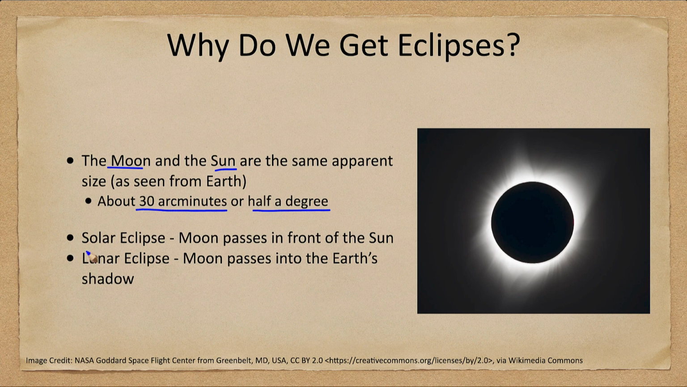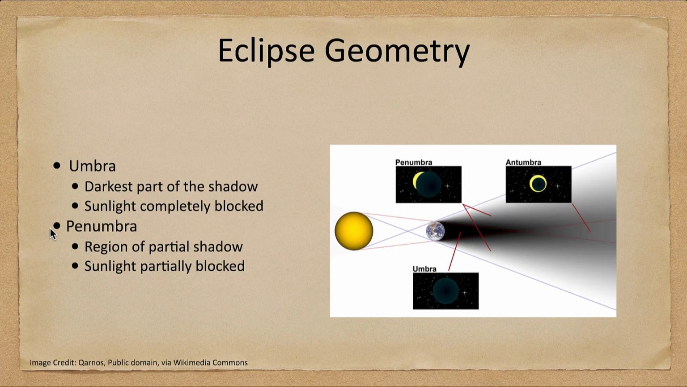Now we can have two different types of eclipses, a solar eclipse and a lunar eclipse. A solar eclipse occurs when the moon passes in front of our sun. A lunar eclipse occurs when the moon passes into Earth's shadow. We're going to look at both of those in more detail, but to start off, what is the geometry of an eclipse?